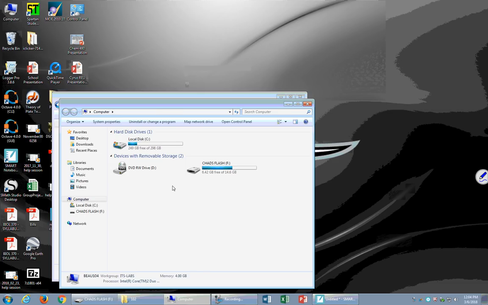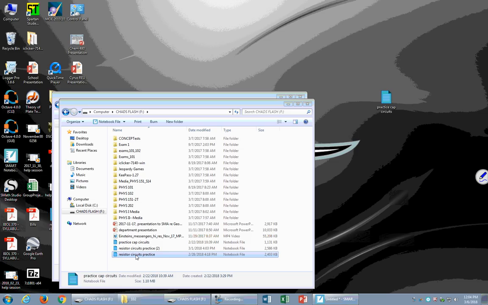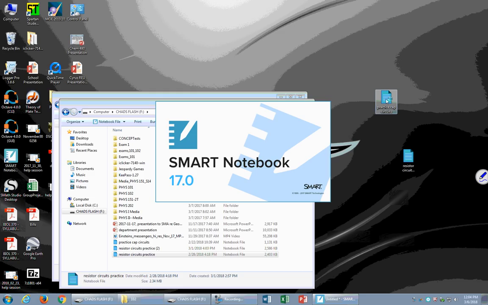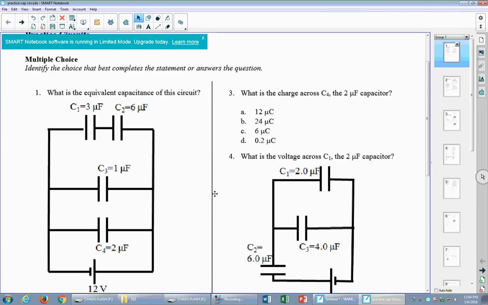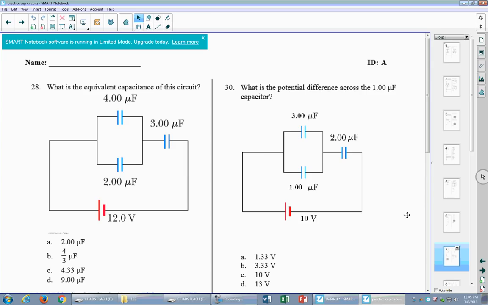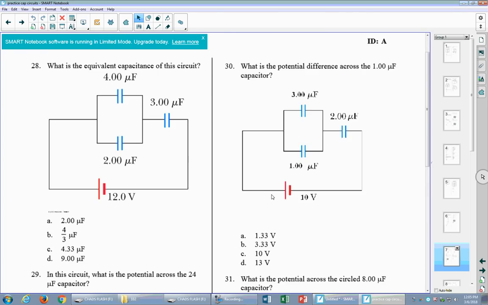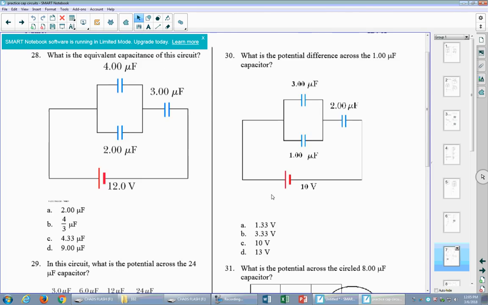You had two questions right next to each other. One was asking for the potential across, and then the other one was asking for the difference in potential across. Those are the same things. Are they? Yes. Can you direct me to a question on those? It was 29 and 30, and 31. Oh yeah, I see.